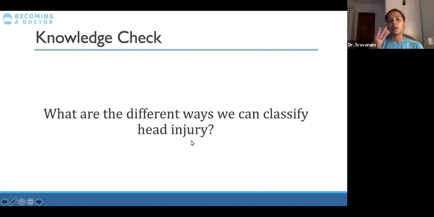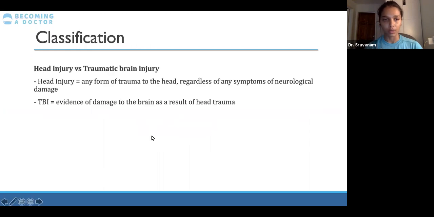So I tend to go with 3 different ways of classifying. It's not my own personal one, but this is what's generally used. I'll go through them with you now, and some of them are encompassed in the answers that you've given me. So, head injury versus traumatic brain injury. These 2 terms are actually different. Head injury is any form of trauma to the head, regardless of any symptoms of neurological damage. It can just be a fracture with no brain damage inside. It could be a laceration. That would also be a head injury.